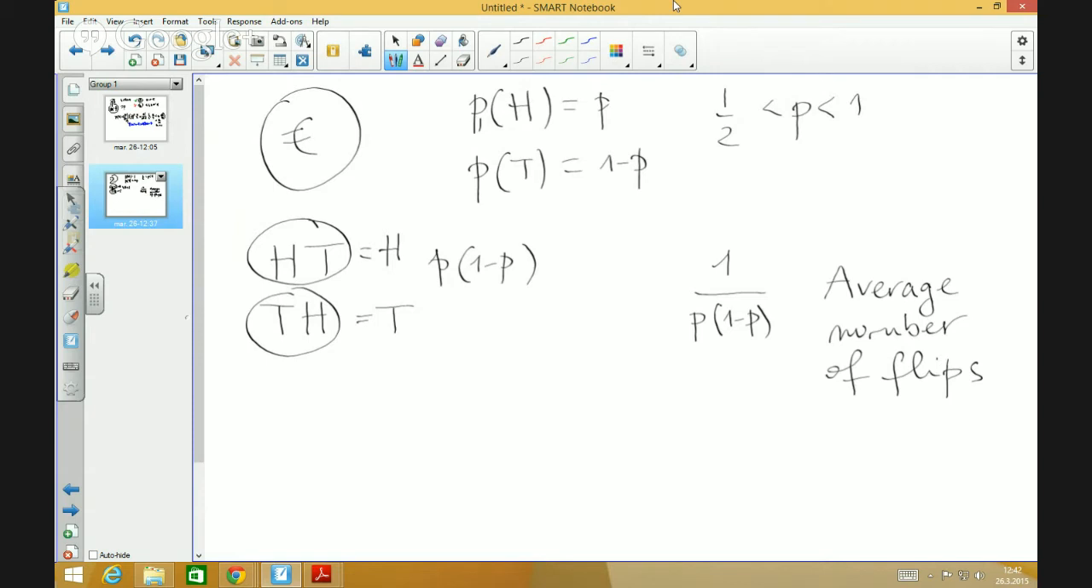So in particular, for instance, if P, say, is 2/3, then this will be 1 over 2/3 times 1/3, which is 9 over 2. 4.5 flips. That's what you need to do on average. And the more biased the coin is, the more flips you need. Because the higher the probability that you get head, the more chances, the more trials, the more flips you will need in order to get the tail. So this makes a lot of sense.